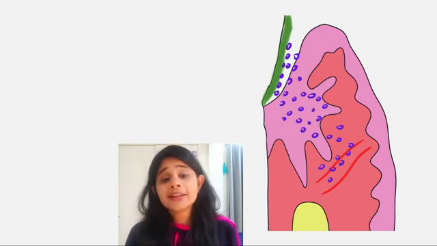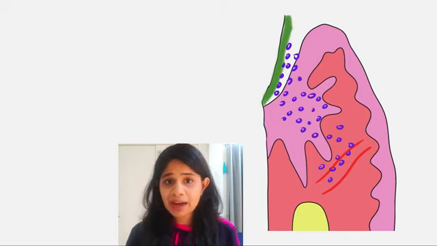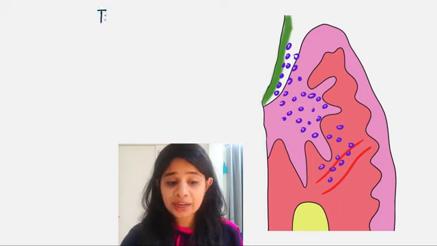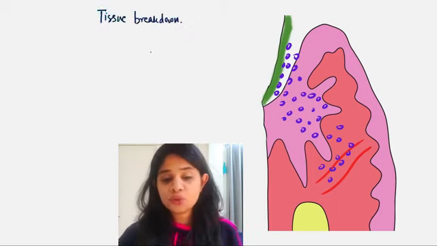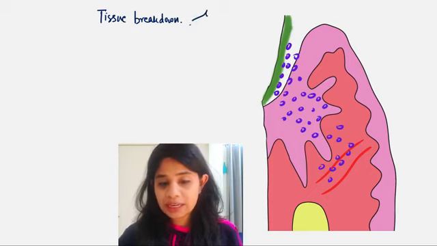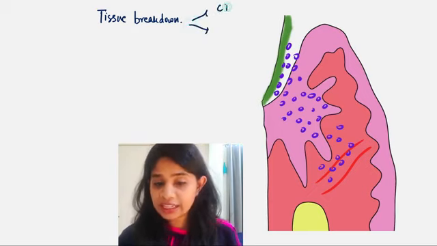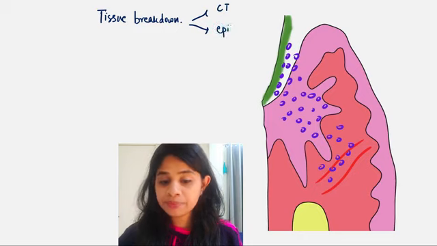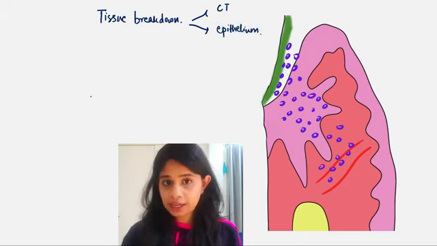Now let's consider that the plaque had virulent bacteria and there was intense inflammation that has occurred. Now in that case, the tissue breakdown begins. Now the tissue which breaks down is mainly of two types. So here we'll be talking about the connective tissue and the epithelium. First, let's talk about the connective tissue.